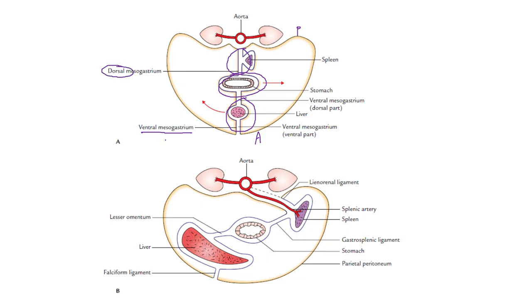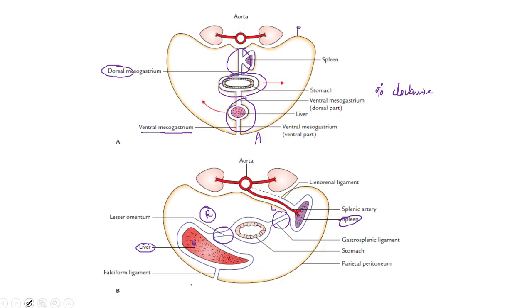dorsal mesogastrium. The stomach rotates 90 degrees clockwise. So what happens is the ventral mesogastrium comes to lie on the right side, and the dorsal mesogastrium comes to lie on the left side. Within the ventral mesogastrium, there is a developing liver, and within the dorsal mesogastrium, there is a developing spleen.